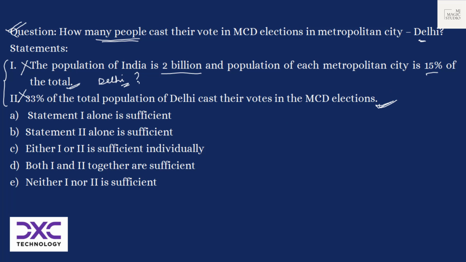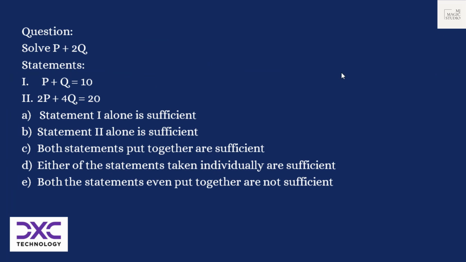But if I combine both statement one and two, from one, I can find the population of Delhi, and then 33% of that number will give me the number of people who have cast their vote in MCD election. So I'll mark on both one and two together are sufficient to find the answer, option D. One more from data sufficiency, give it a try. One of the trickiest data sufficiency questions.